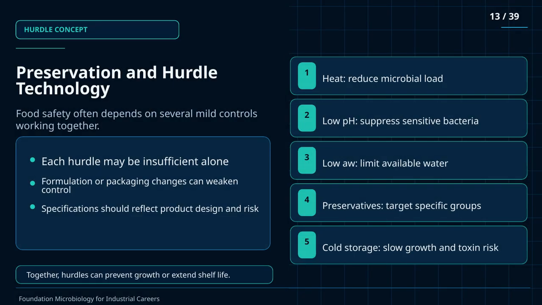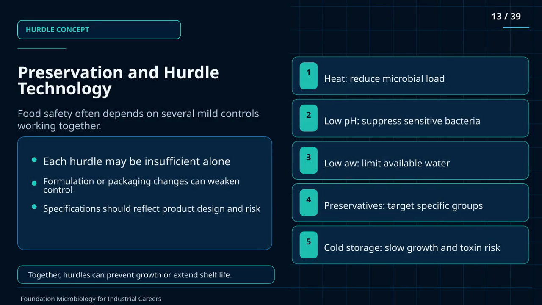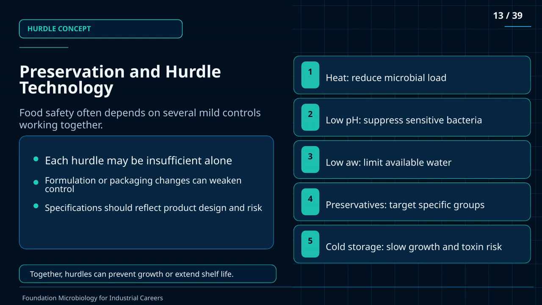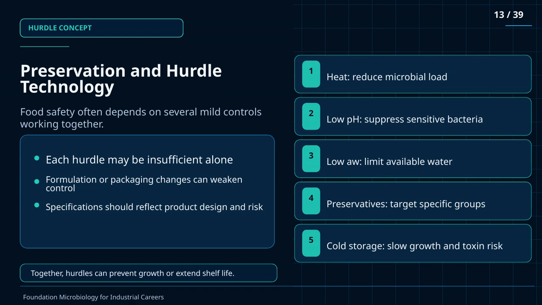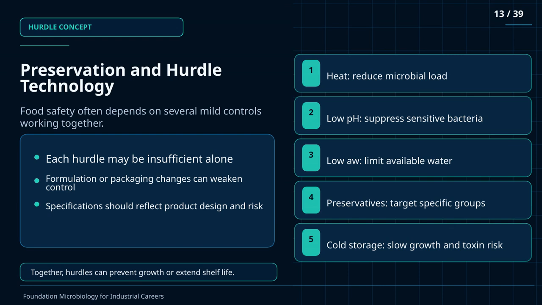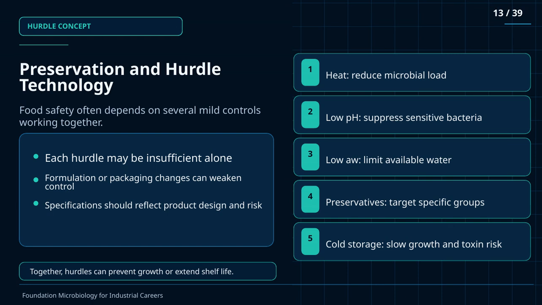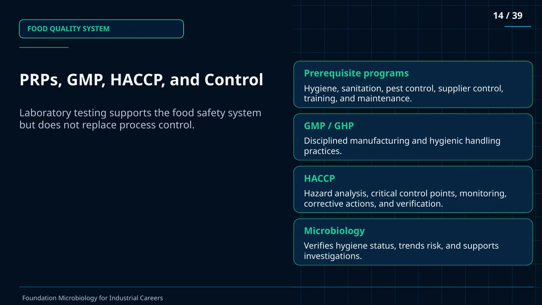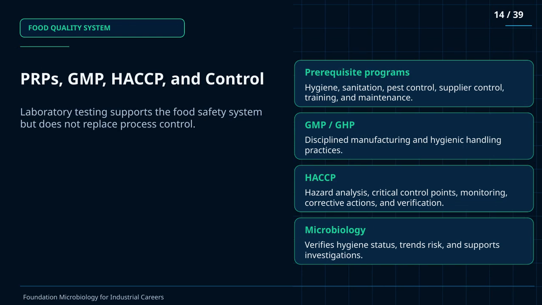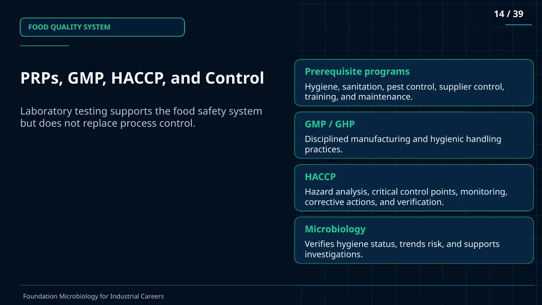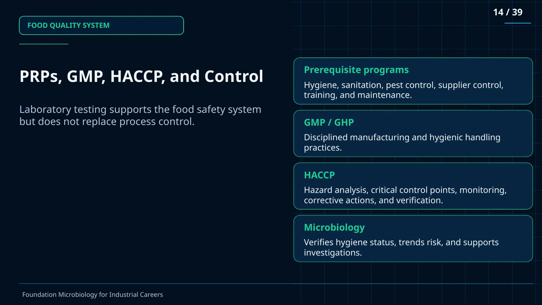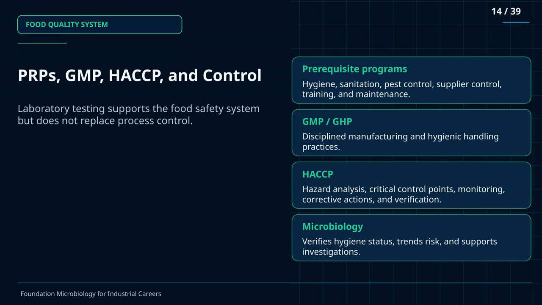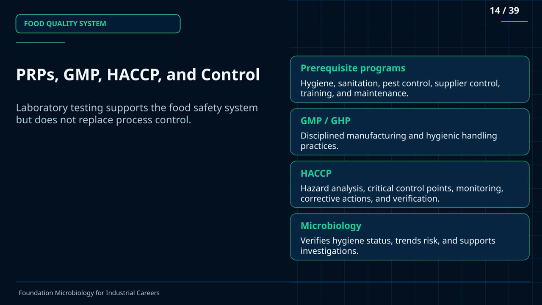Hurdle technology uses several mild controls together rather than relying on one extreme control. Heat, low pH, low water activity, preservatives, and cold storage can collectively prevent growth and extend shelf life. Prerequisite programs, GMP, HACCP, and microbiological testing work together in a food quality system. Testing verifies hygiene and supports investigations, but it does not replace disciplined process control.